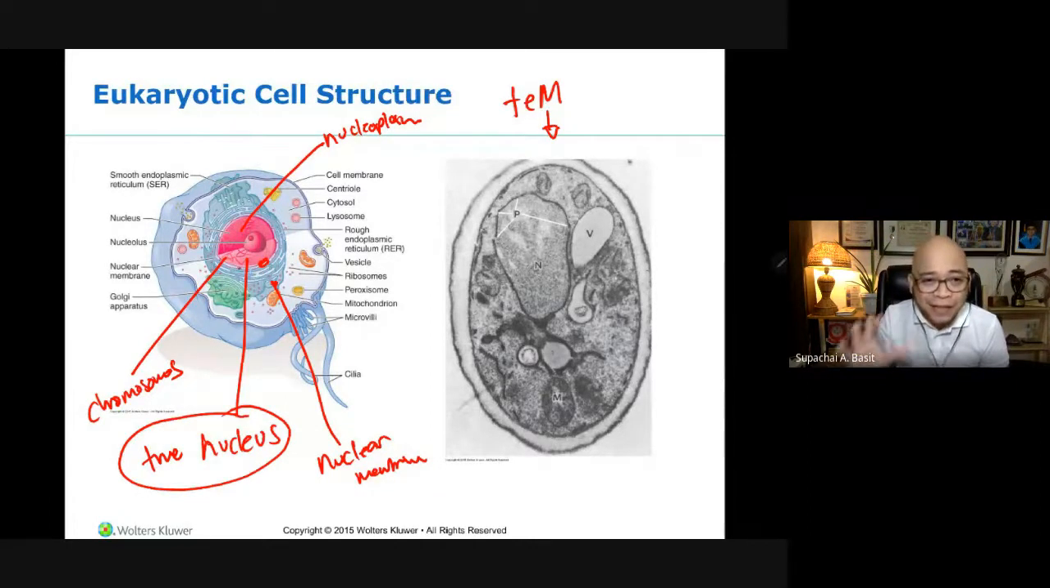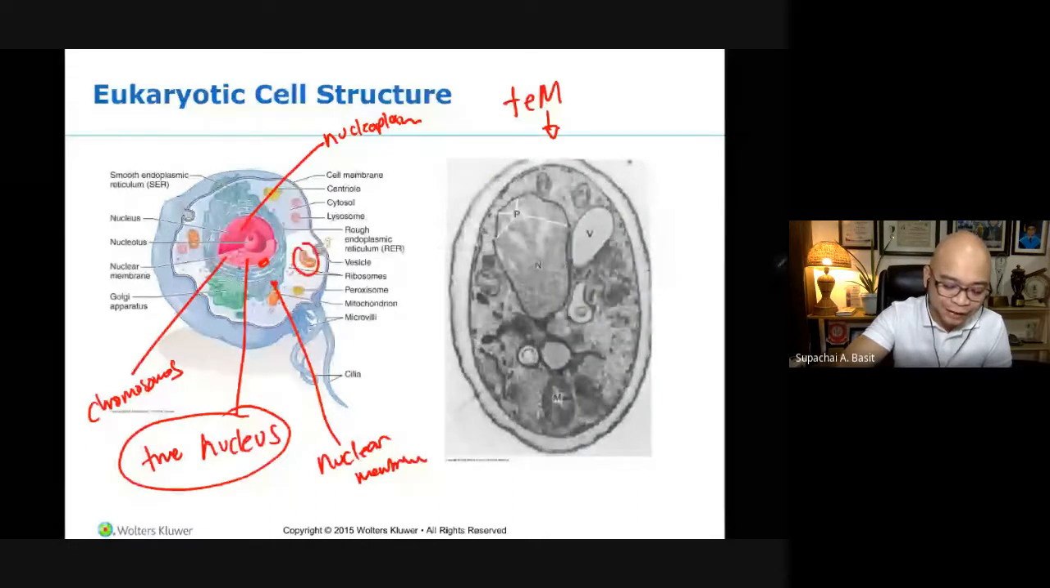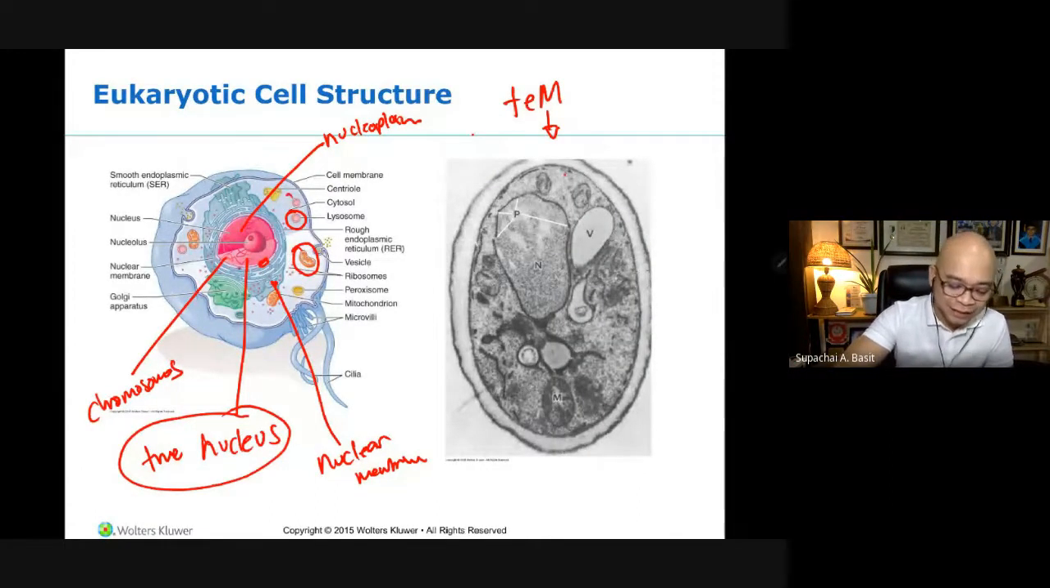And aside from that, you'll be able to find different membranous organelles. To name a few, we have here the mitochondria, the lysosome, the cytosol, the Golgi apparatus. Okay, so these are the different membranous organelles embedded within the cell.